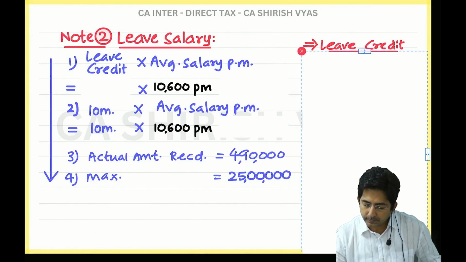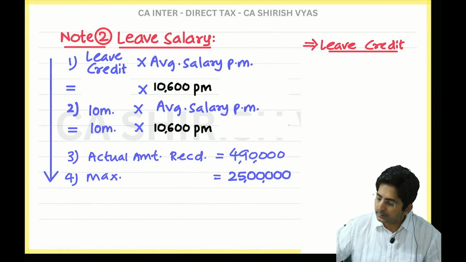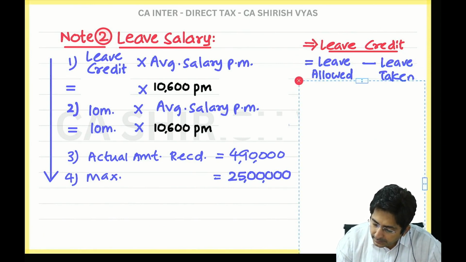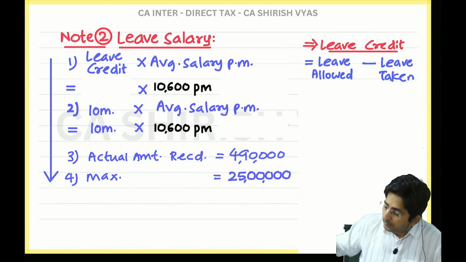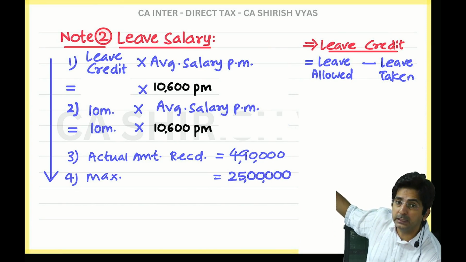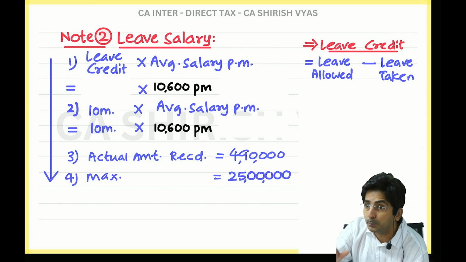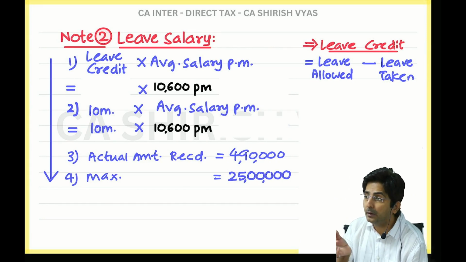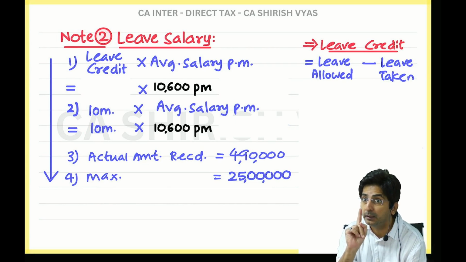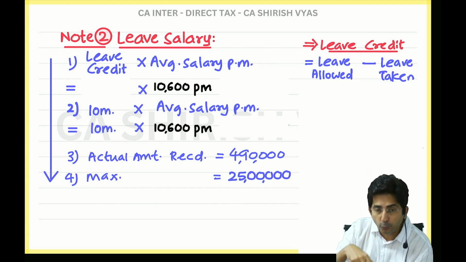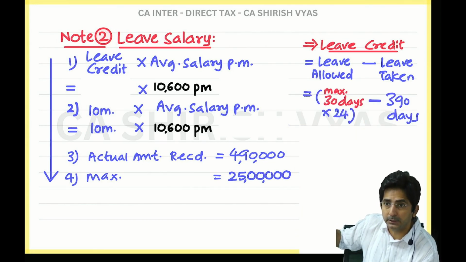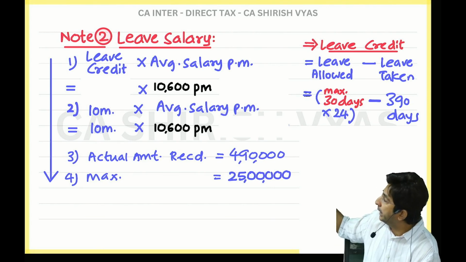So look at this. Can you see on the right hand side of the screen? See what the formula is. Please read the formula I have written. Leave credit is equal to leave allowed minus leave taken. And here leave allowed is not as per the boss, but as per the government. As per the government, 30 days holiday should be given each year. How many years did he work? 24 years. So 30 into 24. You keep checking. 30 days leave maximum as per government rule, multiplied by 24 years of service.